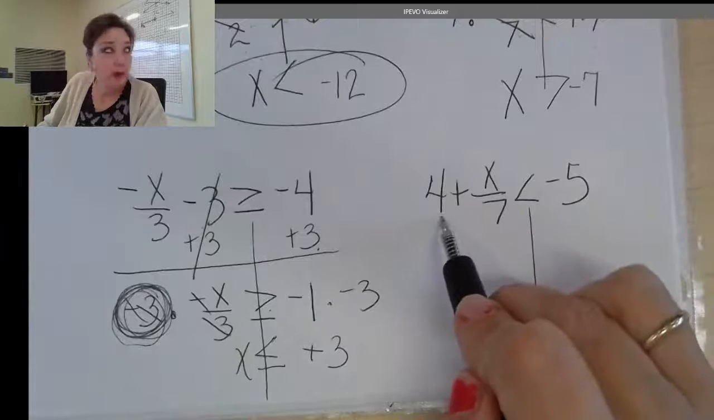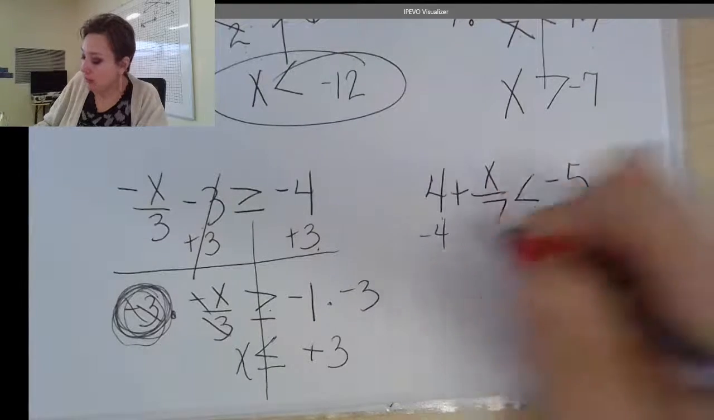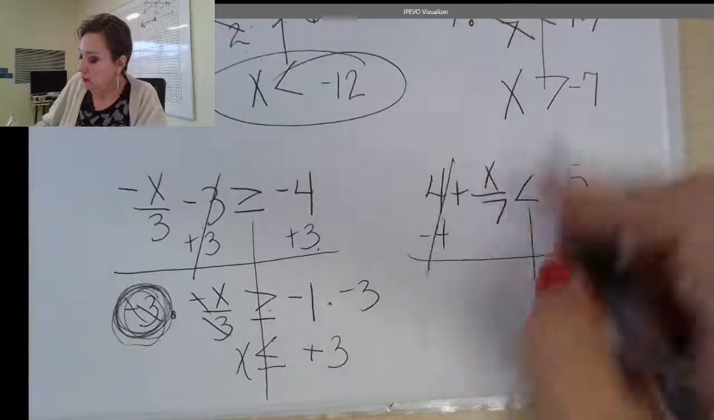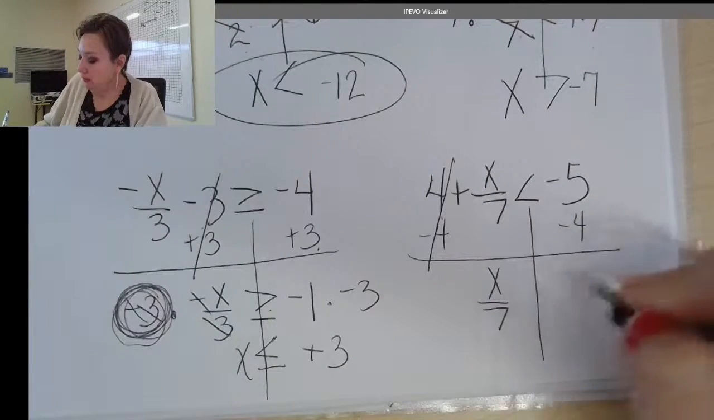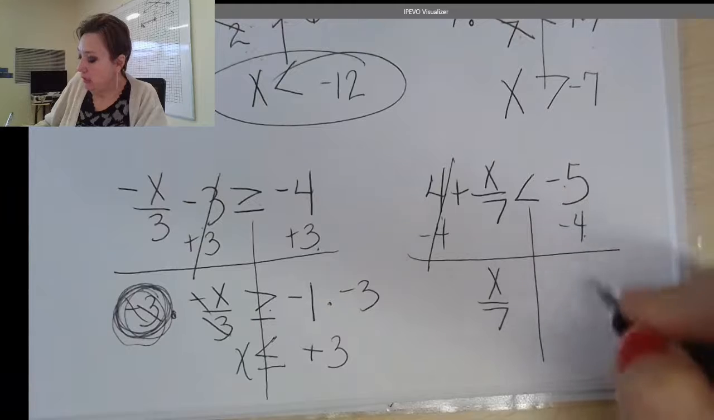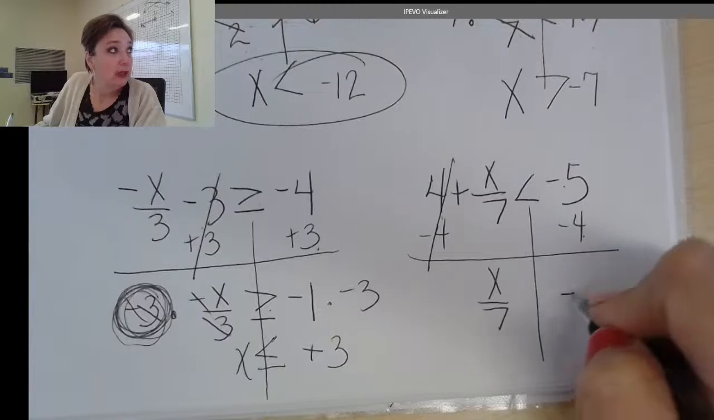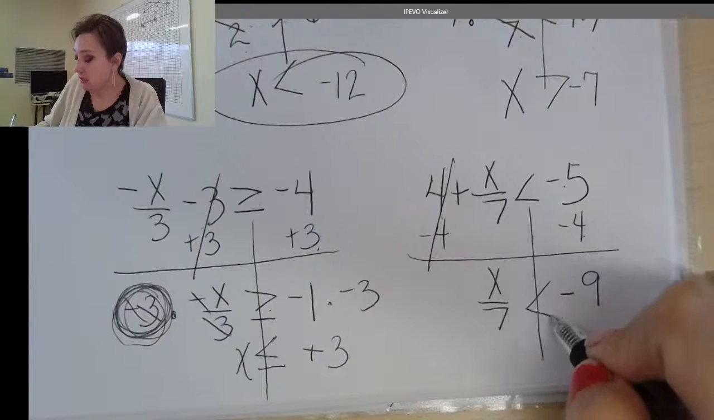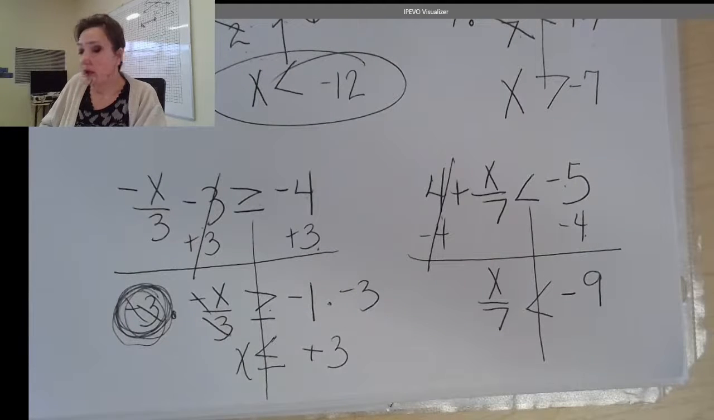Get rid of the 4. How are we going to get rid of it? Subtract it. Okay. That's going to give me x over 7 negative 5 and negative 4 is what? Negative 9. What about my sign? Stays the same. Alright. Now what do I do?